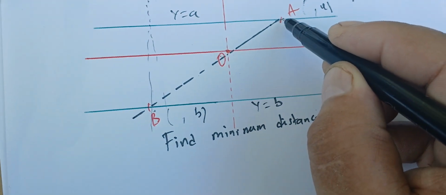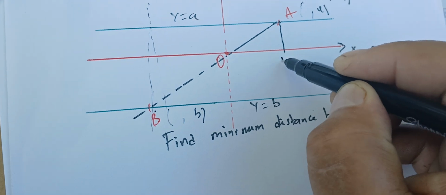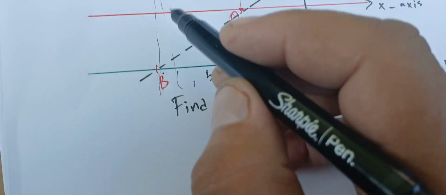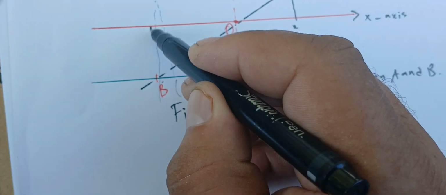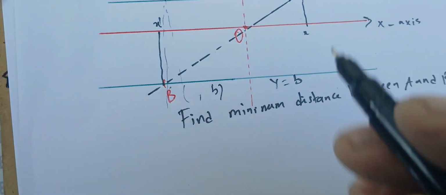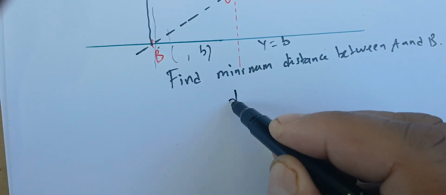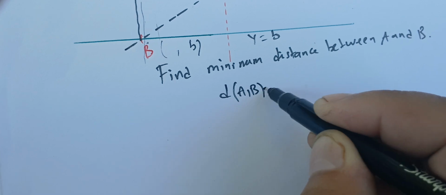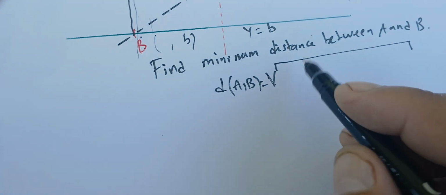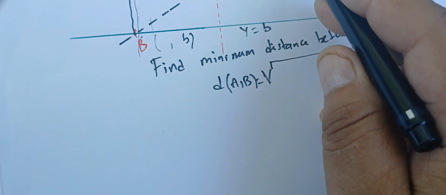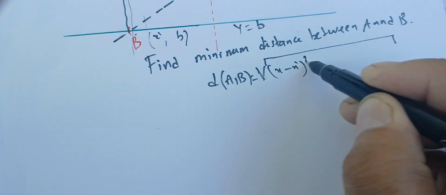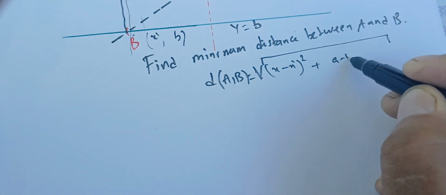Let's call the x-coordinate for A x. So this is my x here. And let's call the x-coordinate for B x prime. Now the distance formula, we know the distance formula D, that gives us the distance between A and B, is: x minus x prime, squared, plus A minus B, squared.